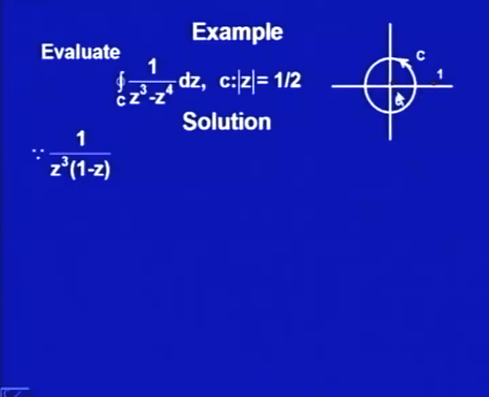Now z equal to 0 is the origin, and z equal to 1 is a point on the real axis. My contour is mod z equal to half, the circle with radius half. So certainly the singular point 1 is outside my region of interest. Inside the contour there is only one singular point, 0. So I should use a Laurent series which is valid in the region containing this one.